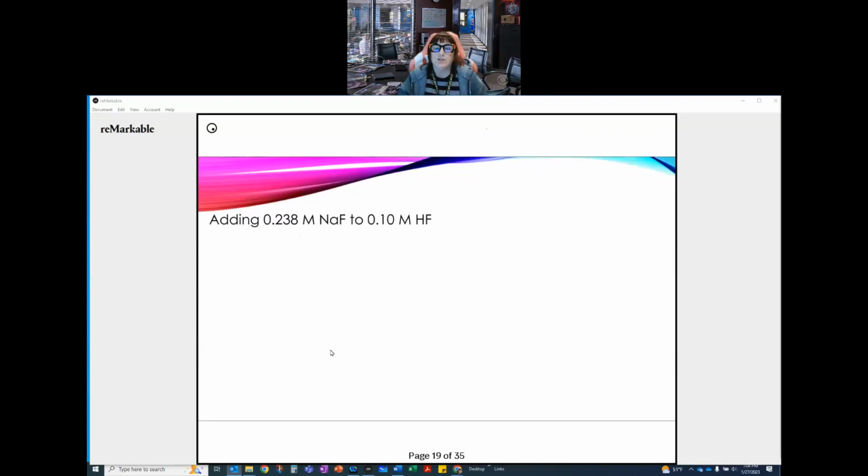Let's talk about adding 0.238 molar NaF to 0.10 molar HF. Okay, so where do I start with this? Well, I'm interested in what happens to the HF because the HF is the acid. So it's the species that I'm looking at. NaF, on the other hand, is an ionic compound. It is completely soluble. So Na plus, F minus.